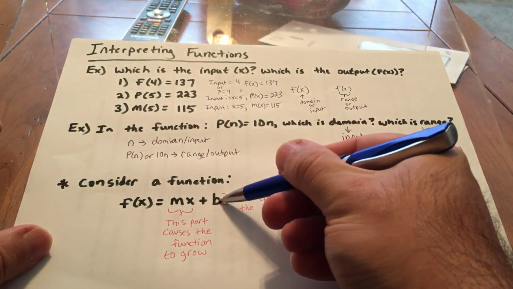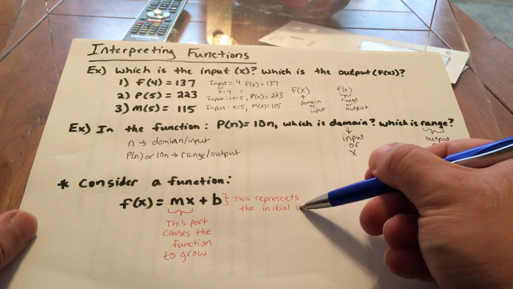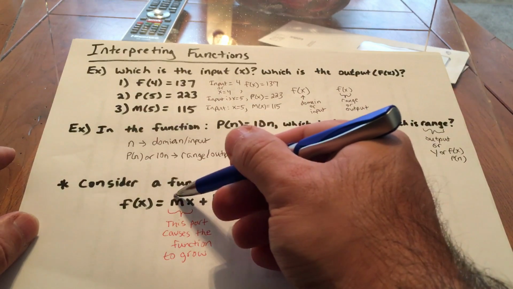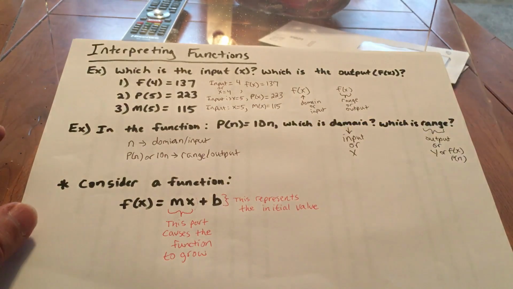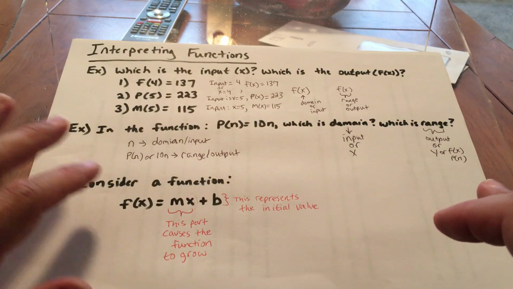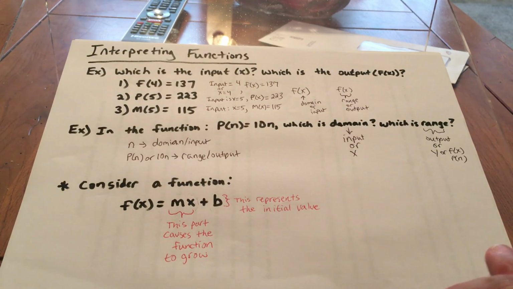All right. The b part of this function represents the initial value. So b represents where you start, and mx is what causes the function to grow. So that's an important thing to know, because when we get into these examples in the next video, you'll see where that becomes relevant. Okay, so if you have any questions about this part, please bring them to class.